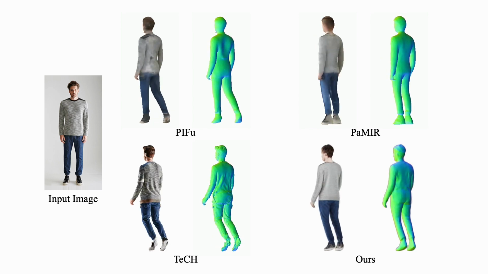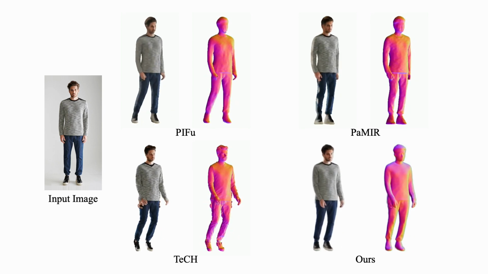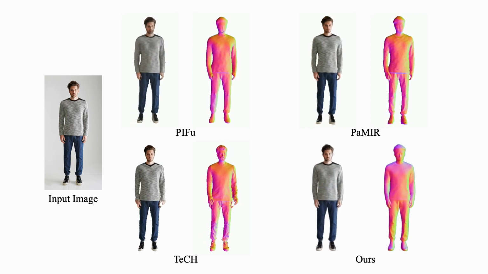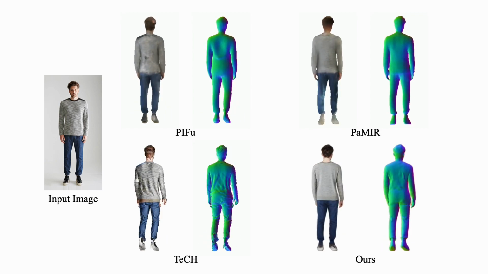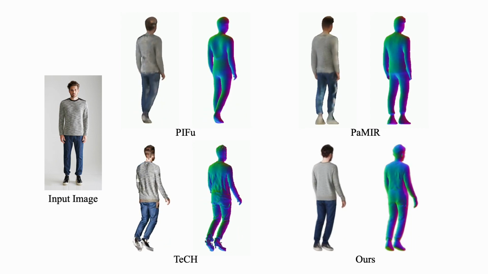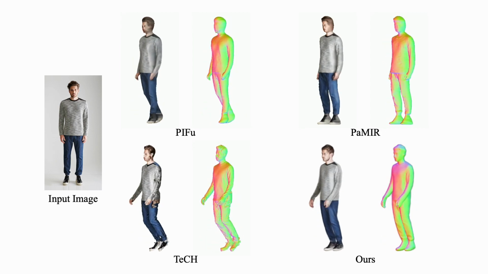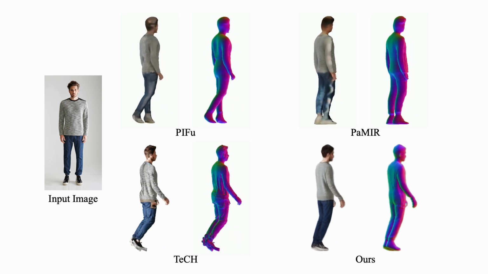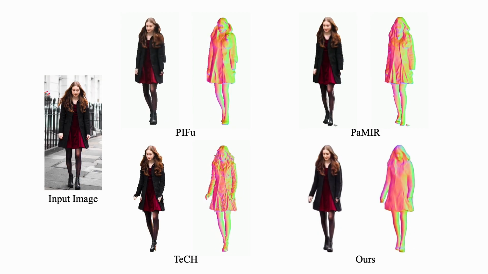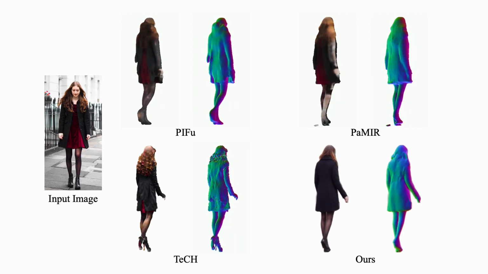To evaluate the performance of our HumanRef on 3D clothed human generation, we compare our method with 3 state-of-the-art baseline methods, including PIFU, PAMIR, and a concurrent work, TEC. Here, PIFU and PAMIR are 2 learning-based methods that acquire the ability to infer the geometry and texture of a 3D clothed human from input images after being trained on a large number of scanned human datasets.